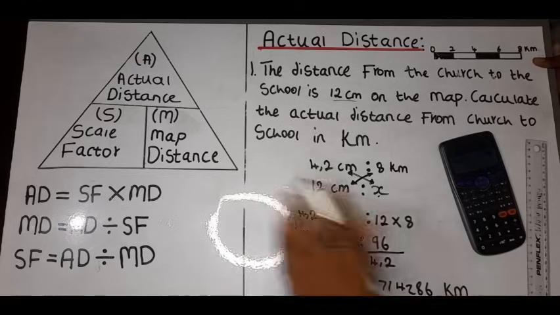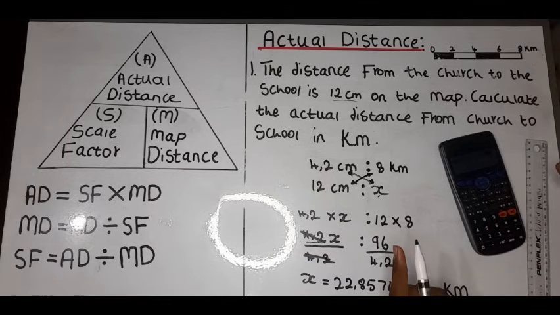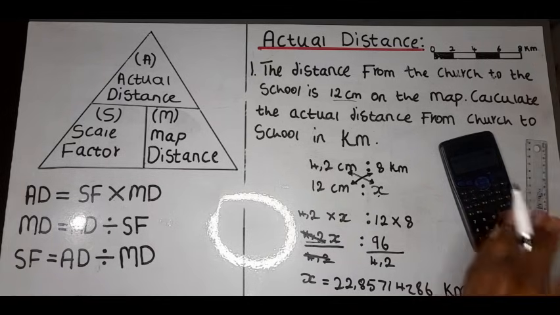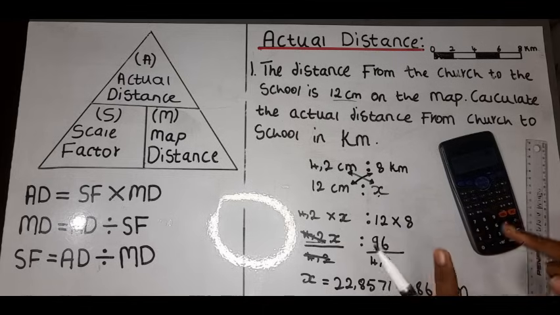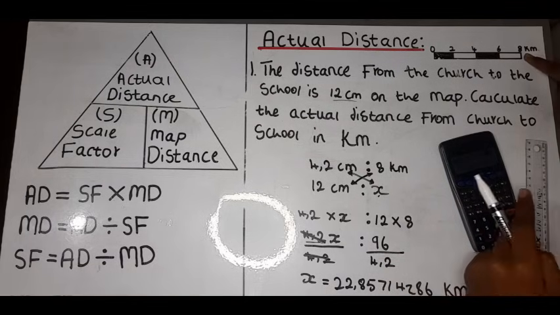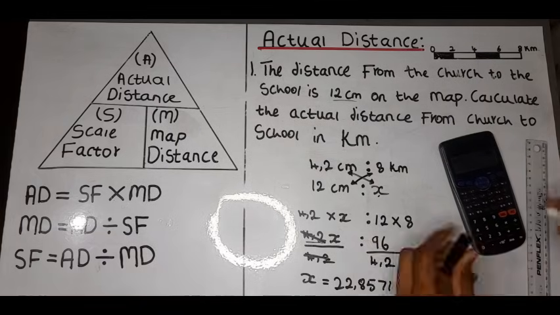So this is how we calculate actual distance if we have been given a bar scale instead of a number scale. We don't use the formula, but instead we use the cross multiplication method. Remember, if you have been given a number scale, you have to use the formula. But if you've been given a bar scale, you have to use what? The cross multiplication method. And before you can use the cross multiplication method, you have to start by converting your bar scale into a number scale. So this means that 12 centimeters on the map equals 22.86 kilometers in real life distance if we're using this bar scale. So this is how we deal with the bar scale.